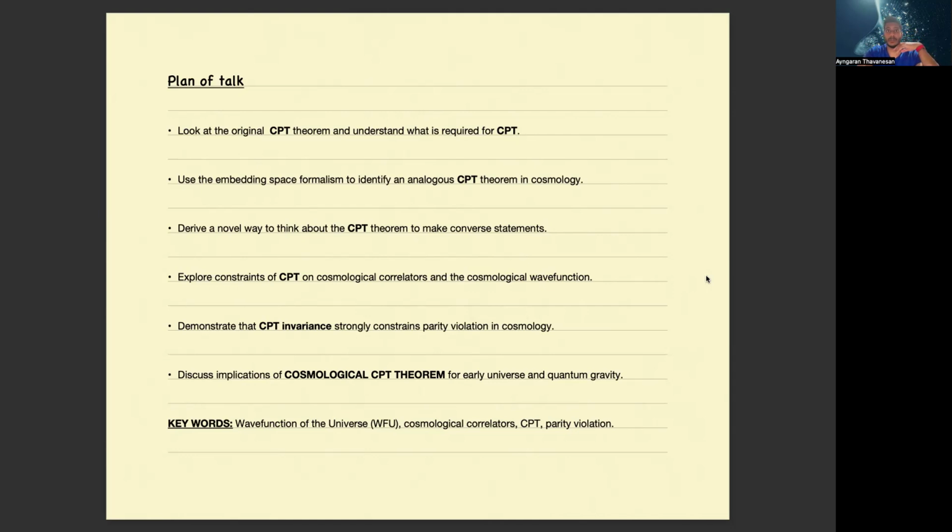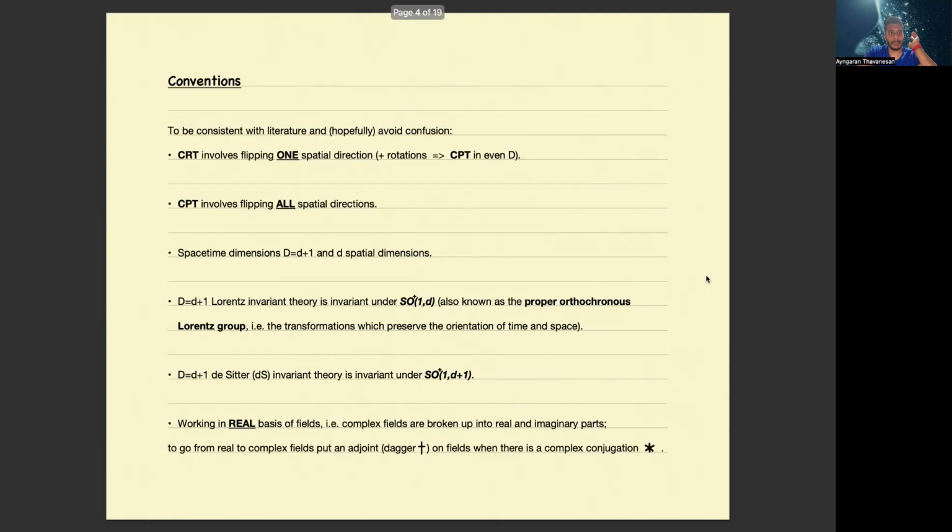And then I will show that CPT invariance actually strongly constrains parity violation in cosmology, which has been of recent interest on the observational side. And then I will discuss the implications of the cosmological CPT theorem for the early universe and quantum gravity.